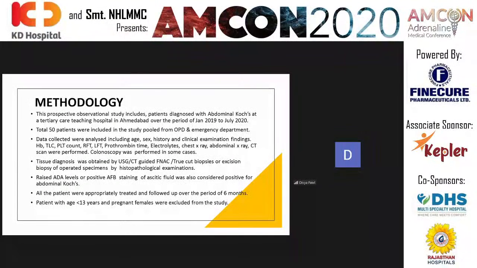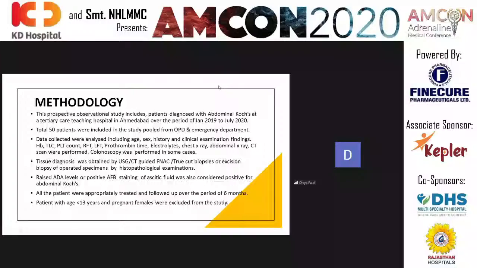This is a prospective observational study which includes patients diagnosed with abdominal TB at a tertiary care teaching hospital in Ahmedabad over the period of January 2019 to July 2020. A total of 50 patients were included in the study, pooled from OPD and emergency department. Data collected were analyzed, including age, sex, history, and clinical examination findings, and a few hematological investigations like hemoglobin, total leukocyte count, platelet count, RFT, LFT, prothrombin time, and electrolytes were collected, and a few radiological investigations like chest X-ray, abdominal X-ray, CT scans were performed, and colonoscopy was performed in some cases as required.